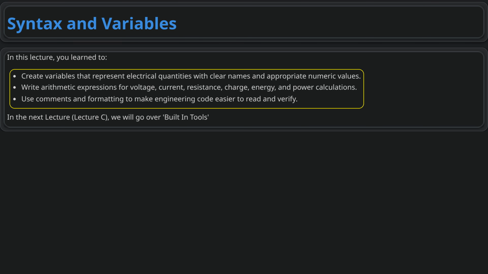In this lecture, you learned to create variables that represent electrical quantities with clear names and appropriate numeric values. Write arithmetic expressions for voltage, current, resistance, charge, energy, and power calculations. And use comments and formatting to make engineering code easier to read and verify.